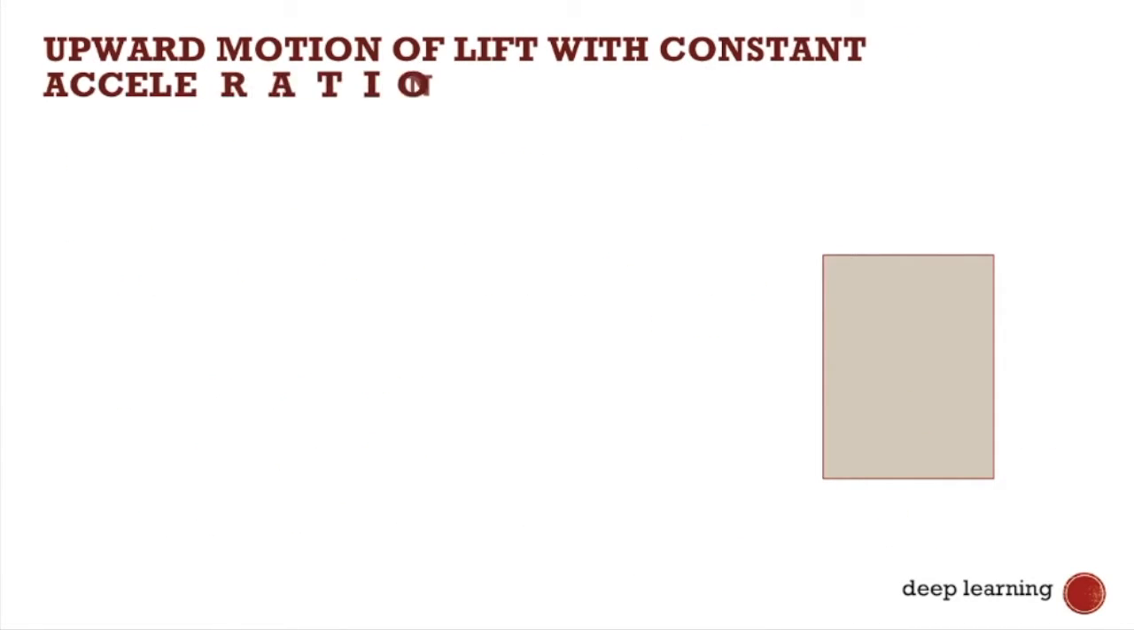But what will happen if the lift moves with some acceleration? Consider a case when the lift is moving upwards with constant acceleration. Suppose there is a body and the lift is moving upwards with constant acceleration. Draw the forces acting on the body. First of all, weight mg will act in the downward direction and the normal reaction N will be in the upward direction.